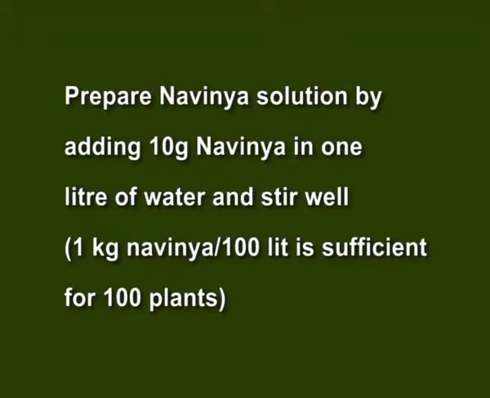Prepare Navinia solution by adding 10 grams Navinia in 1 liter water and stir well. 1 kg Navinia per 100 liter is sufficient for 100 plants. Prune the dried or wilted plants 15 to 30 centimeters above ground level. Make a shallow ring basin around the plant stem to avoid runoff. Pour 1 liter solution over the pruned stump to drench completely up to the ground level. Treat the surrounding plants also to prevent spread of the disease.